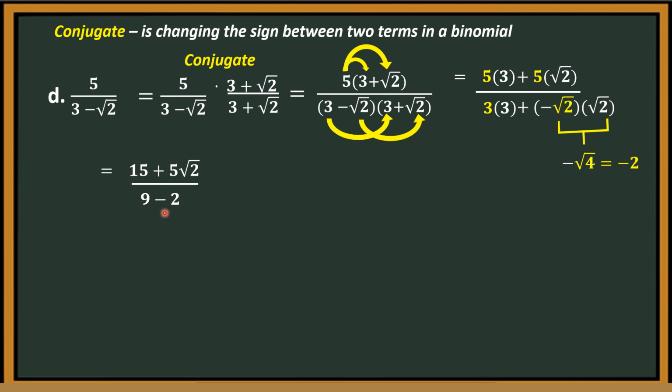Then, simplify lang natin ang denominator. Yung numerator, we just copy. So that is 7. So this is now the final answer.